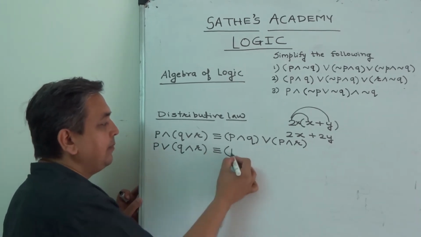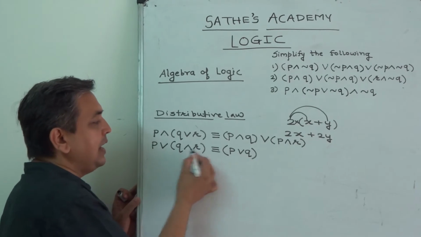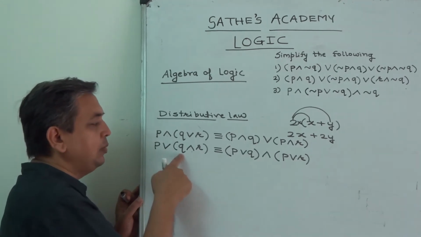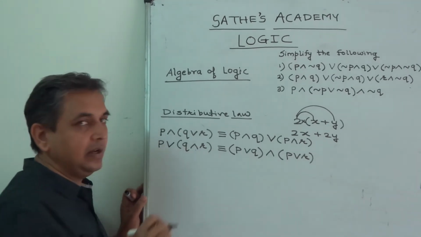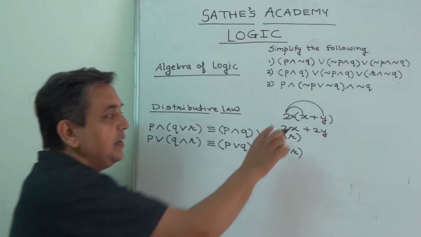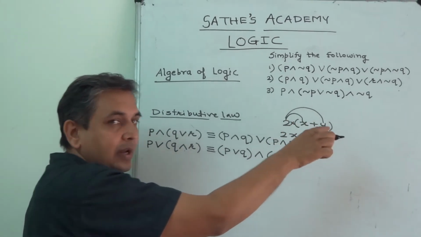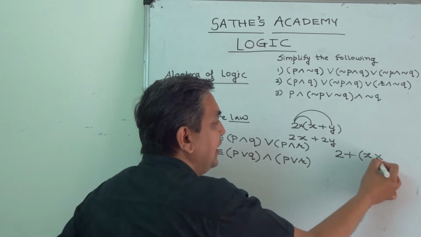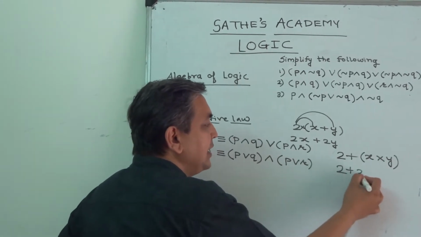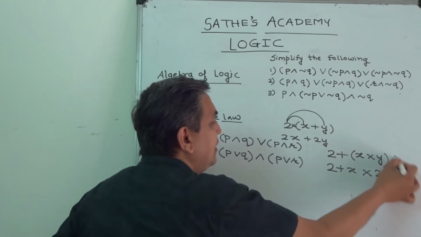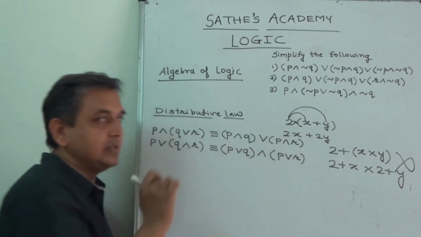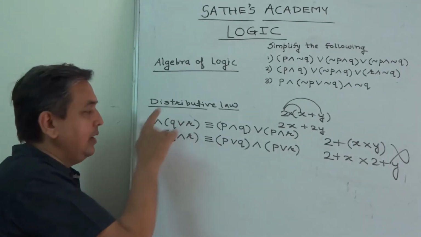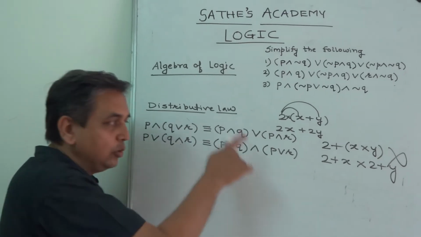P or Q, this is and, P or R: P or Q and P or R. I hope distributive property is clear. In this, multiplication is distributed over addition. The reverse is not true. Like in these numbers, if we have 2 plus x into y, can we write 2 plus x into 2 plus y? No. So it is not possible in numbers. But in logic, the law applies for and gets distributed over or and or gets distributed over and, both ways.